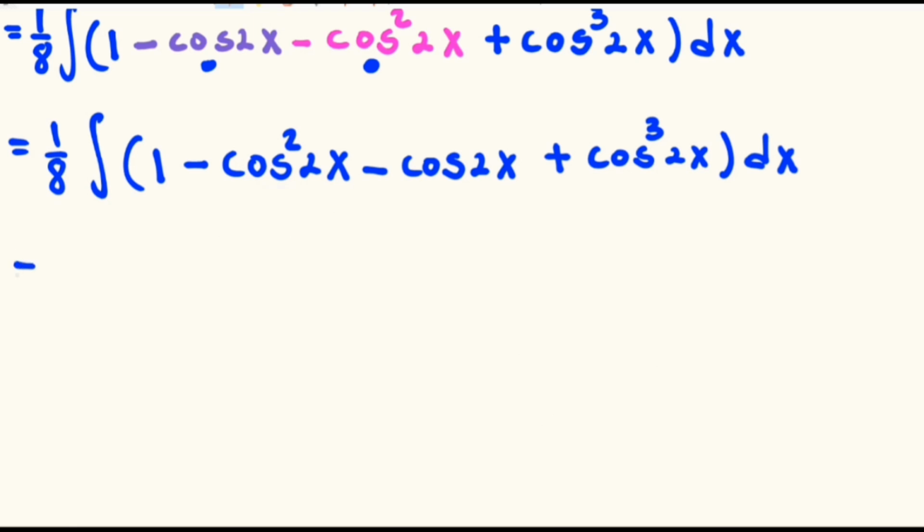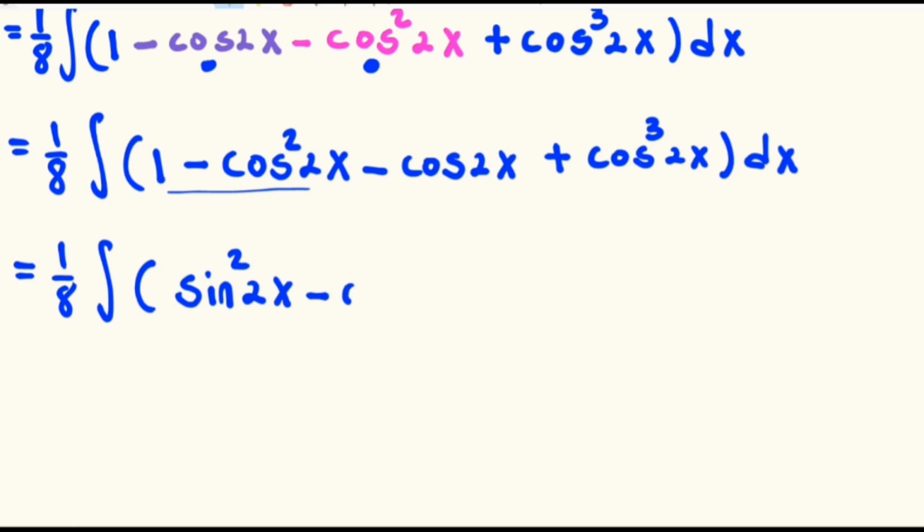So this will be equal to 1 over 8 multiplied by the integral of, in the place of this we substitute sine squared of 2x, and we have the negative cos 2x plus cos 2x raised to the power 3 dx.